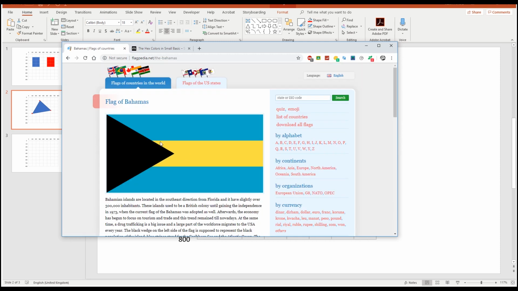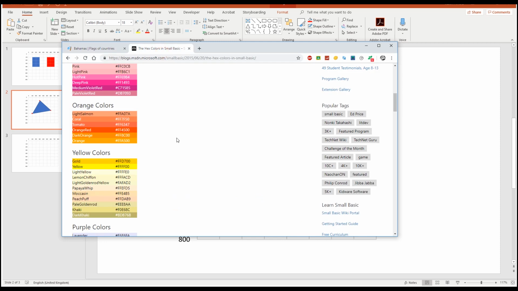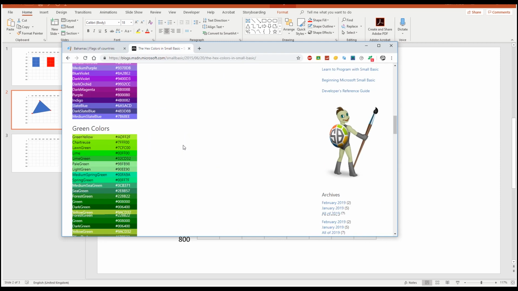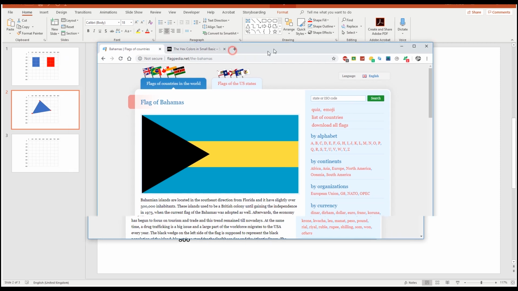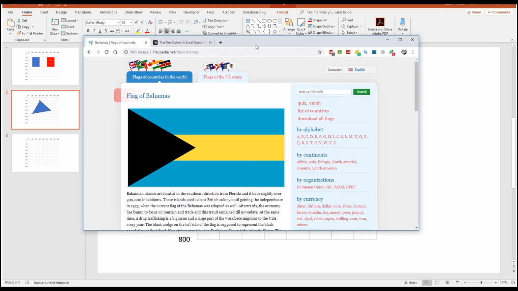Now the Bahamas would be a good one. That's a very, very clear triangle on the left-hand side with these 3 rectangles. Again, using your small basic colors, you could find those colors quite easily. So there we are. That would be perhaps my recommended challenge: see if you can draw the flag of the Bahamas in small basic, combining your rectangles with a black triangle.